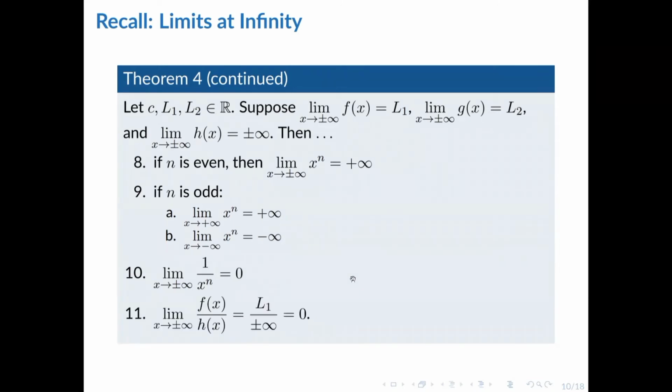So the limit of f of x over h of x, as x approaches positive or negative infinity, is equal to L1 over positive or negative infinity, which is equal to 0. Recall that L1 is an element of the real numbers. So if you divide that by a very large or very small number, the value would be approaching 0.